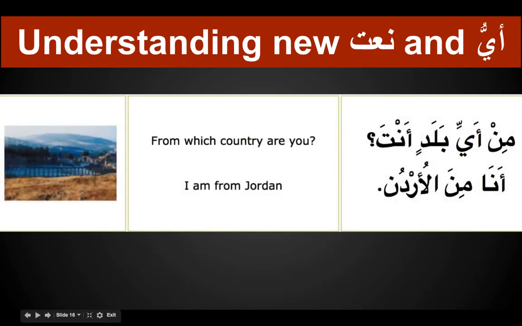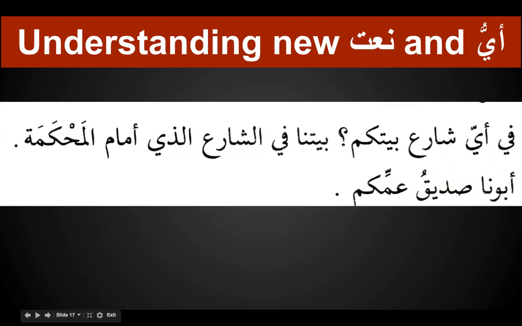من أي بلد أنت, so from which country are you? Which country come together, from which country. أنا من الأردن, I am from Jordan. من الأردن it has to be, because harf jar, ism majrur will always have kasra. I am from Jordan. So we're asking في أي شارع بيتكم, in which street is your house?